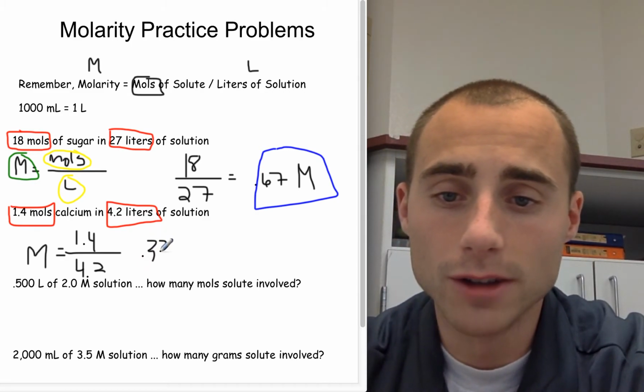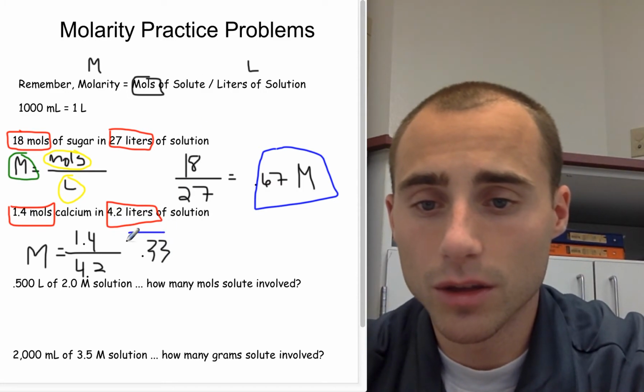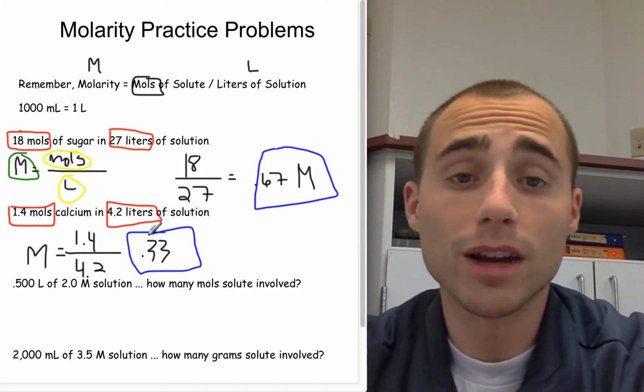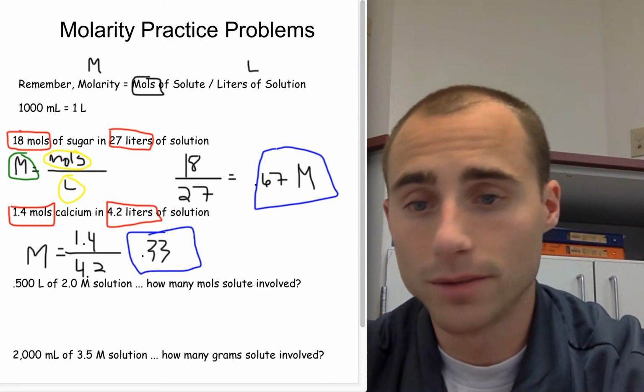0.33. So your solution has a molarity of 0.33. So that is going to be our molarity for our second one. You always identify your two numbers and then just go from there.